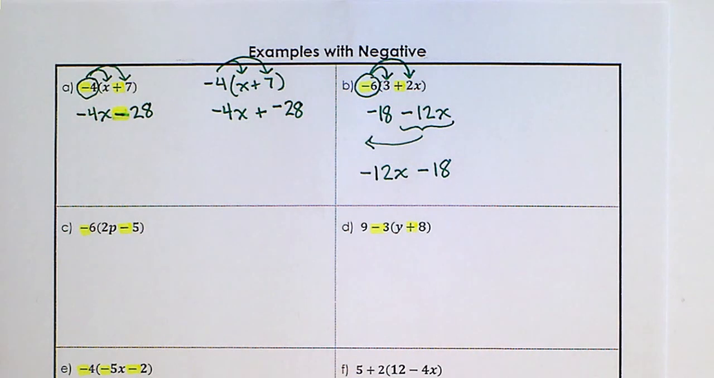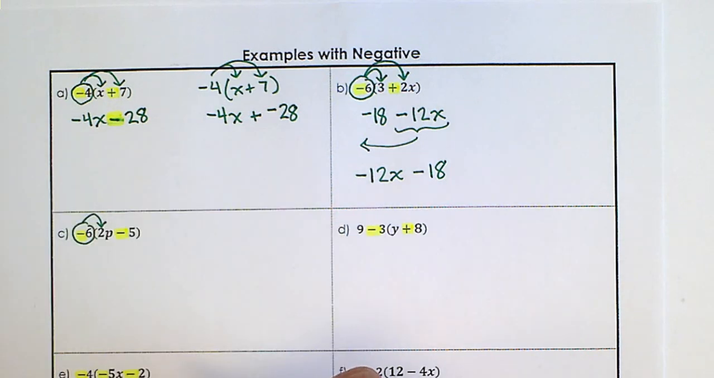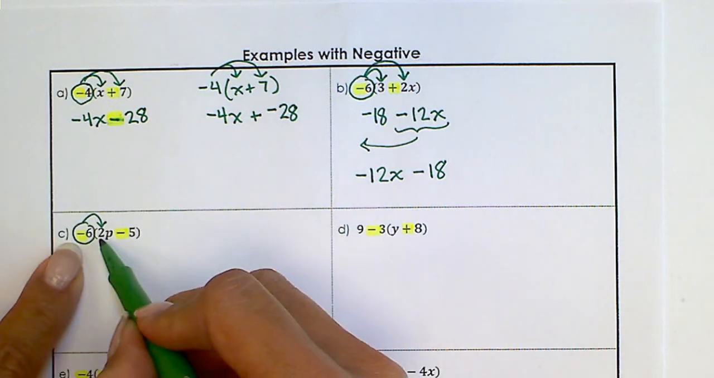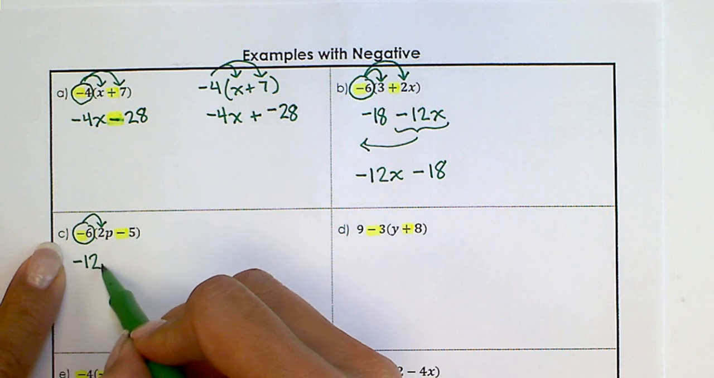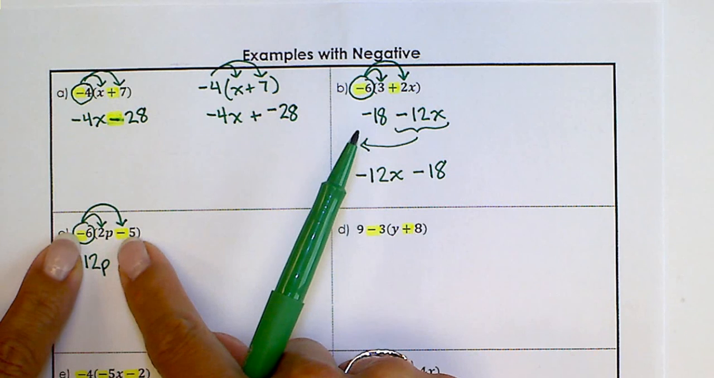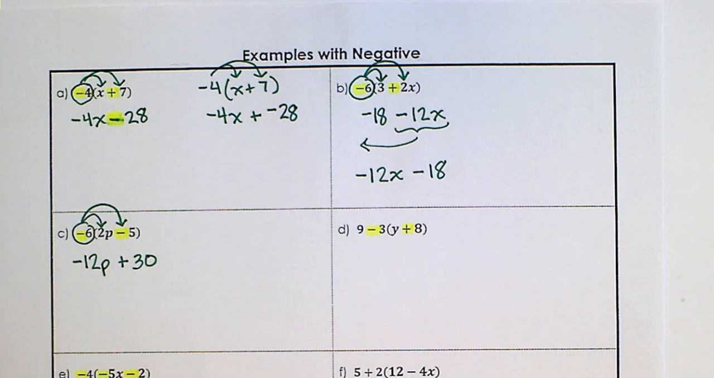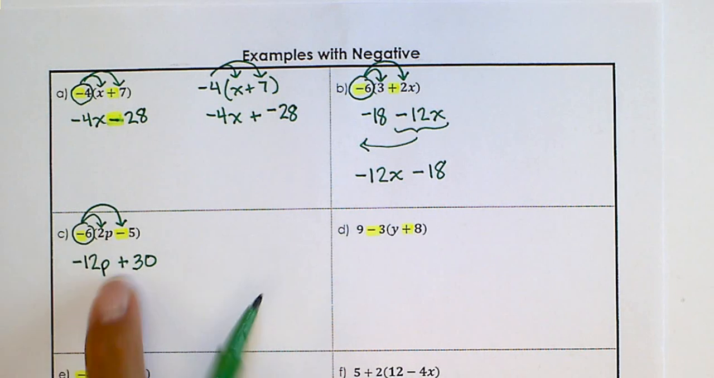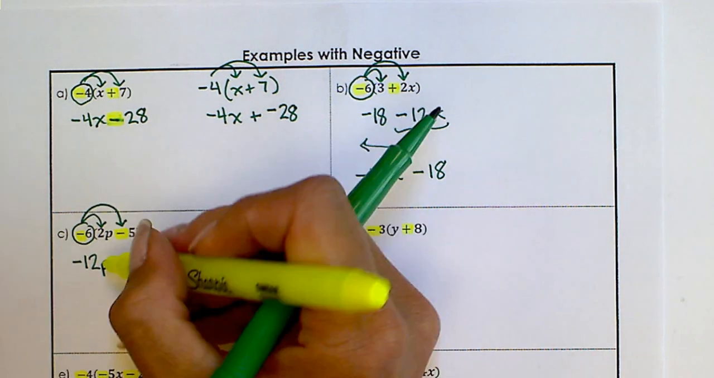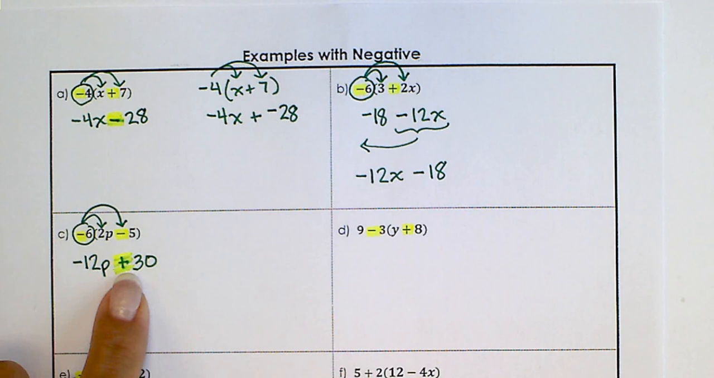For C, we're going to do -6 times 2. So a -6 times a +2 is -12p. But be careful, a -6 times a -5 is a +30. So a negative times a negative is positive. So if you want to highlight that positive to remind you, oh, that's how. A negative times a negative is positive. That is the final answer for C.